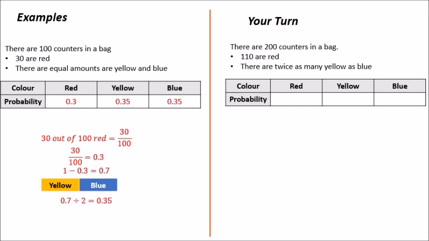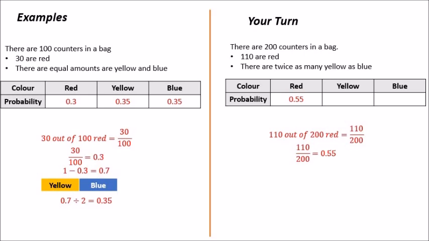Alright, so you've had some time to copy down and to have a go at this question. So there are 200 counters in this bag. 110 of them are red. So if I start to write this out, I've got 110 out of 200 being red. Now, that means that we have a probability of 0.55, which I can write in there.